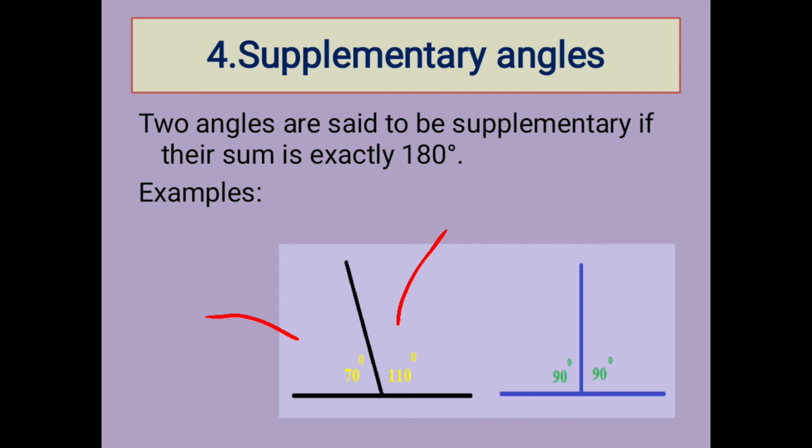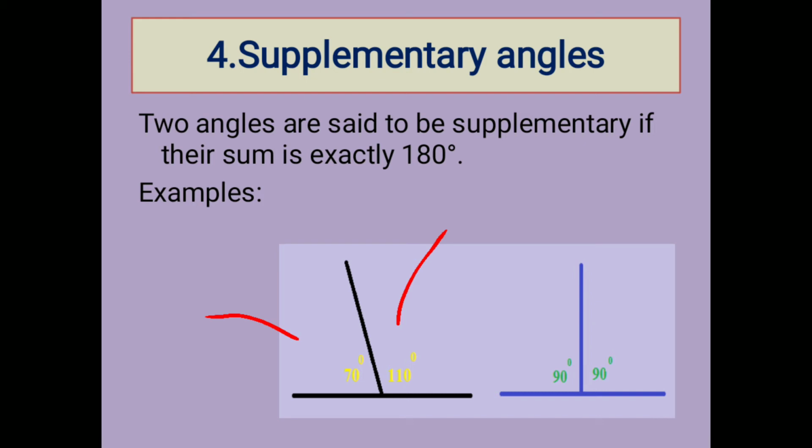You can see in the next figure also, the first has 90 degrees, and the other one has 90 degrees. If we add these two angles, that will also be 180 degrees. So they are also supplementary angles. We are adding only two angles here as we are discussing the type of a pair of angles.